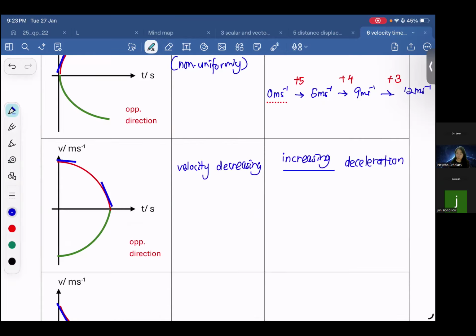Okay, decelerate meaning that it slows down. So for example, 10 meter per second, it slows down to 9 meter per second. Then it becomes 7 meter per second. It becomes 4 meter per second. Okay, so at here, this one is minus 1, minus 2, minus 3. It slows down and then increases the slowdown, increasing the rate of slowing down. Deceleration meaning that slow down. Is that clear?